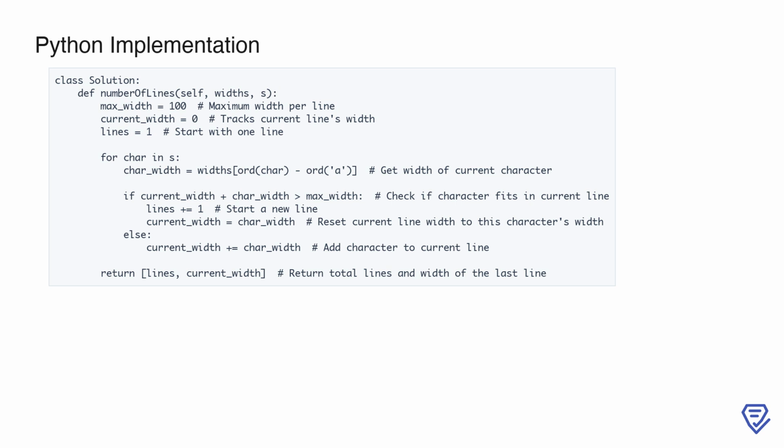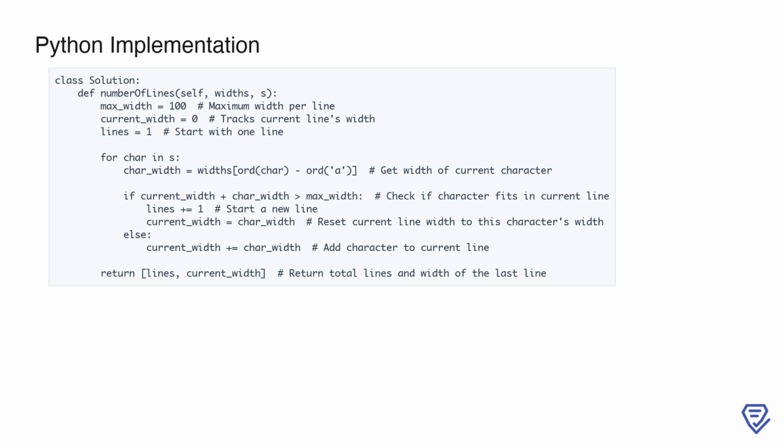3. Line management. If adding the current character's width to current_width exceeds max_width, it means the character cannot fit on the current line. In this case, lines is incremented to start a new line. current_width is reset to the width of the current character, as it starts the new line. Otherwise, the character's width is added to current_width to continue writing on the same line.